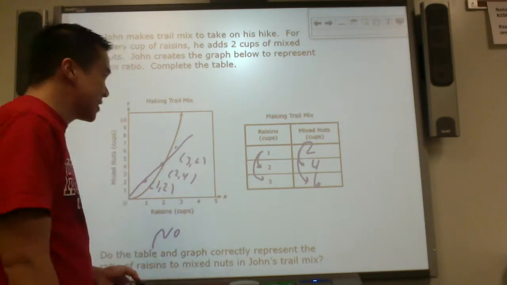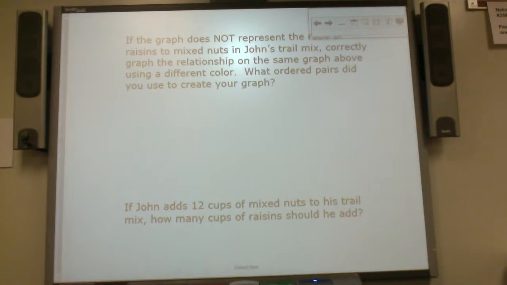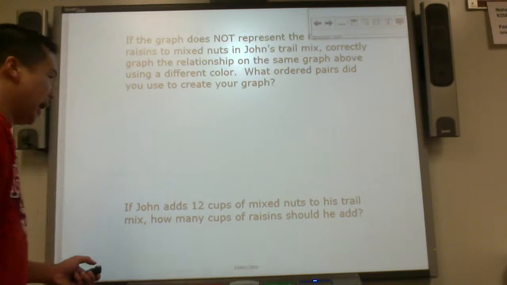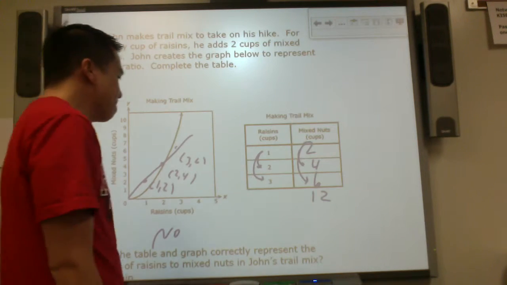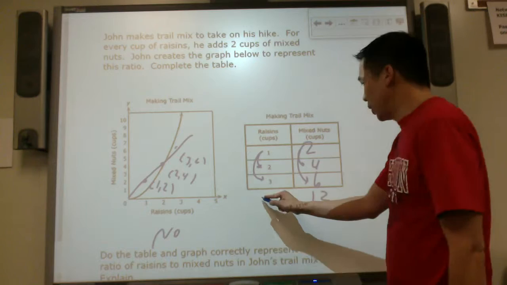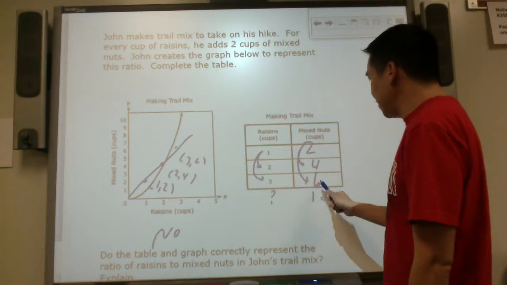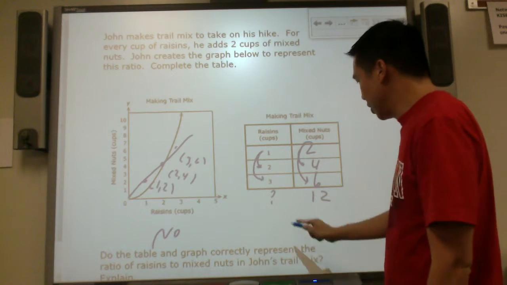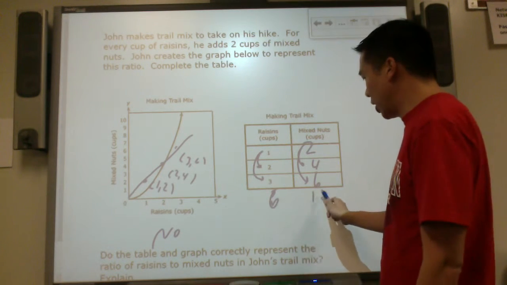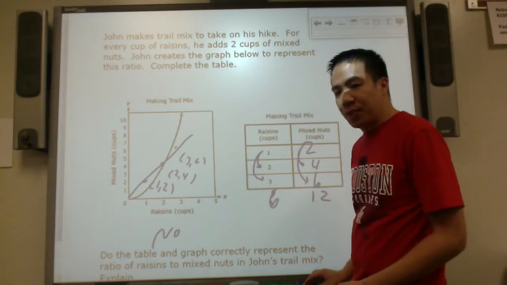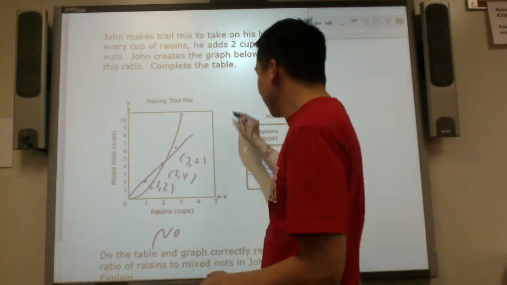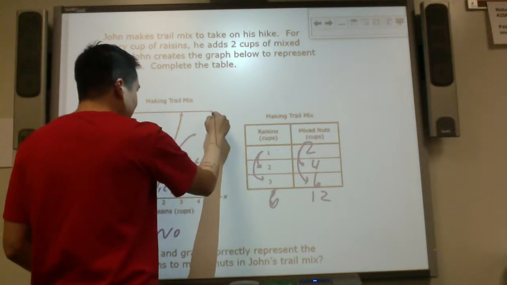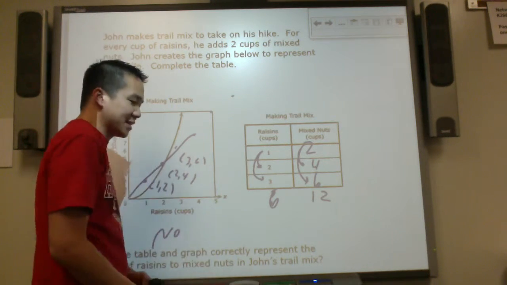The mixed nuts. If John adds 12 cups of mixed nuts, how many cups of raisins should he add? What is the relationship here? It seems like the mixed nut is double what the raisin is. So would it be 6? 12 is double of 6. So 6 cups. And if you graph it, 6, 12, so let's see, 3, 12, 4, 8, 5, 10, 6, 12. And yes, it would work.